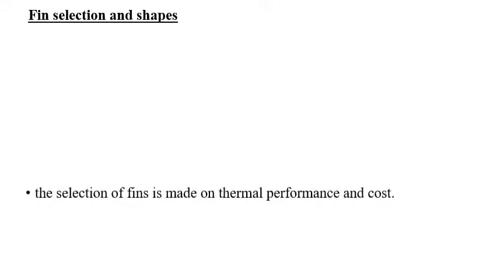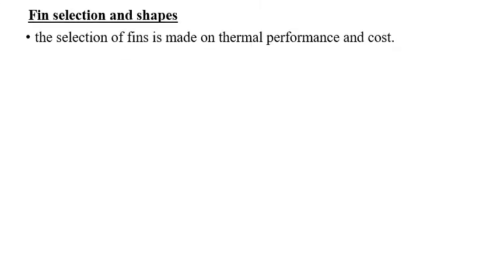The fin selection and shapes. The selection of the fin is made on thermal performance and cost. So, what is meant by thermal performance? Whenever we are talking about a fin, it is always exposed to the atmosphere, and it is a convective heat transfer. Convective heat transfer is given by hA delta T, where h is the convective heat transfer coefficient, A is the area, and delta T is the temperature difference.